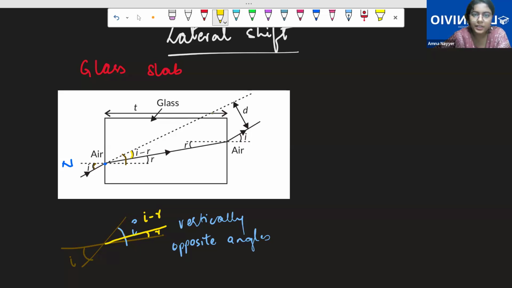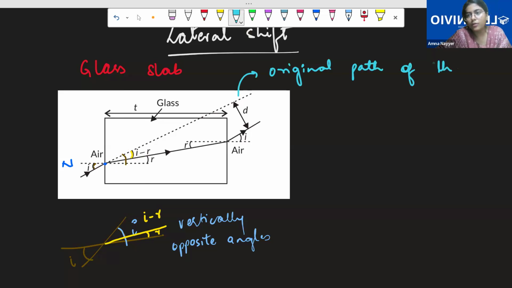Okay, so this was supposed to be the path of this incident ray if it wasn't getting refracted by the medium. This is known as the original path of the incident ray. Now, when this ray gets refracted, not diffracted, diffraction is one more phenomenon that we know. So this gets refracted.